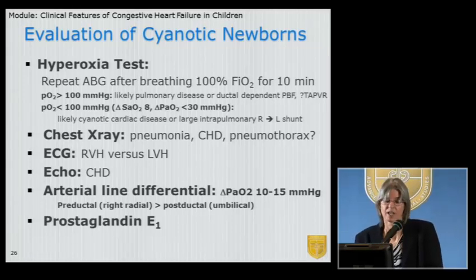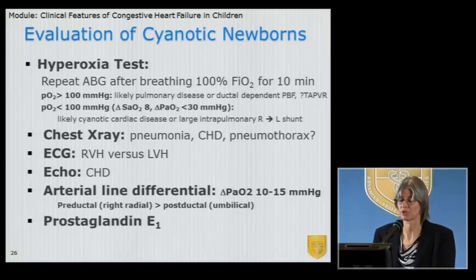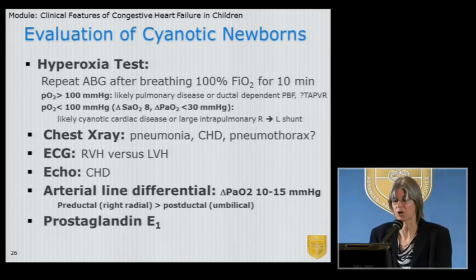All right. How do you evaluate the cyanotic newborn? And this is a slide that I put in because it was on the exam. It was twice mentioned and I couldn't believe it. But in the evaluation of cyanotic newborns, the neonatologists still start with the so-called hyperoxia test. And what is this? It means that you do an ABG and then you repeat the ABG after breathing 100% FiO2 for 10 minutes. And then you see if your PO2 actually increased.